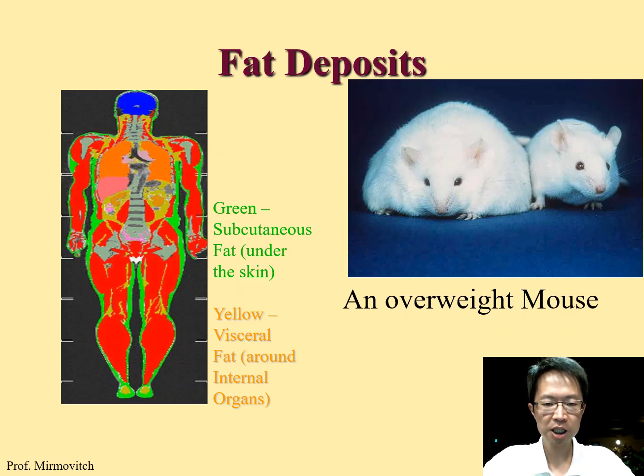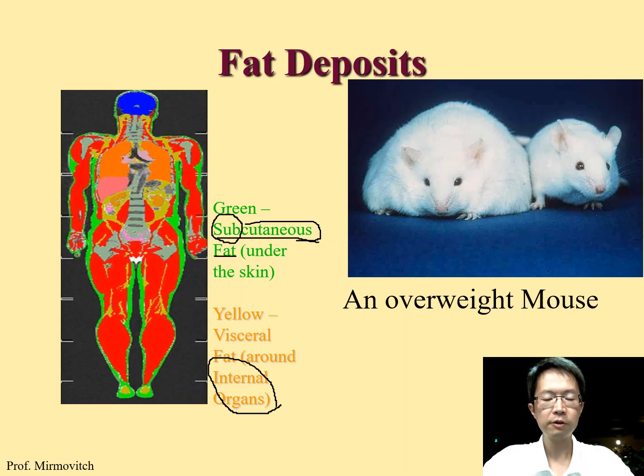Fat deposition: you can see that the green area is the subcutaneous fat. Subcutaneous meaning under. Cutaneous means skin. So subcutaneous means under the skin. Yellow is visceral fat, meaning the fat around the organs. So there are two types of fat: one is subcutaneous fat, one is visceral fat.